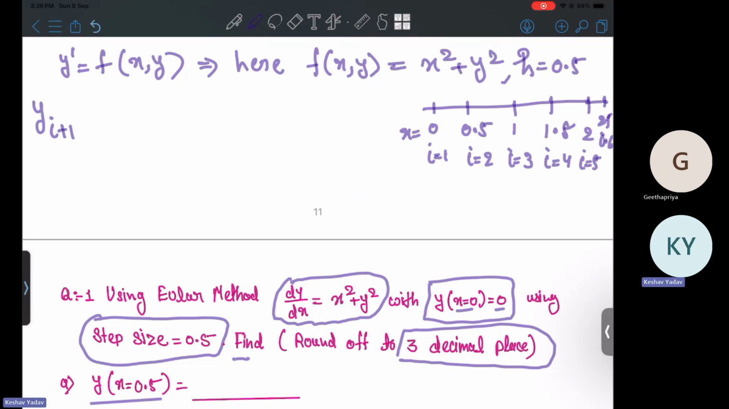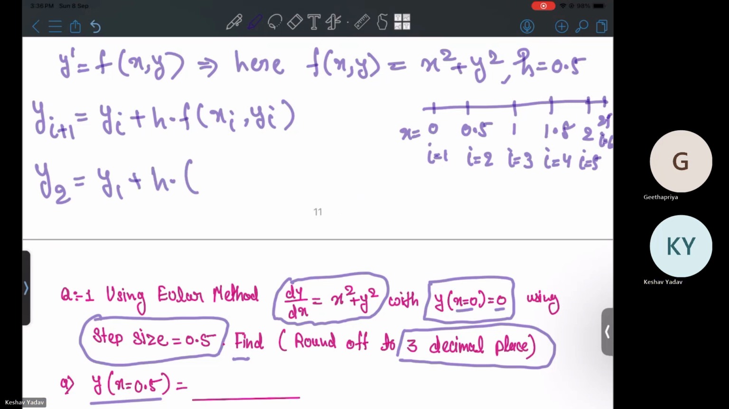We know the expression for the Euler method: y(i+1) will be equal to yi plus h multiplied by f of xi, yi. Okay, so if I want to find y2, that will be equal to y1 plus h multiplied by f at x1 comma y1. Now you replace the value of this f. Here f is x1 squared plus y1 squared.